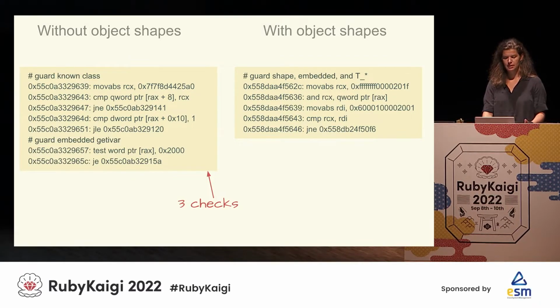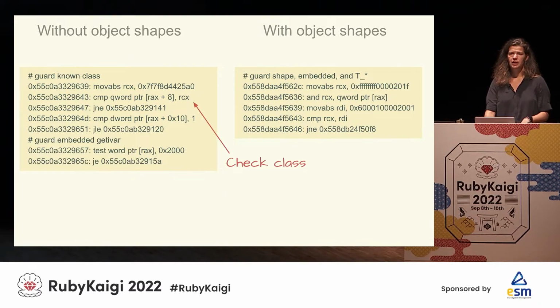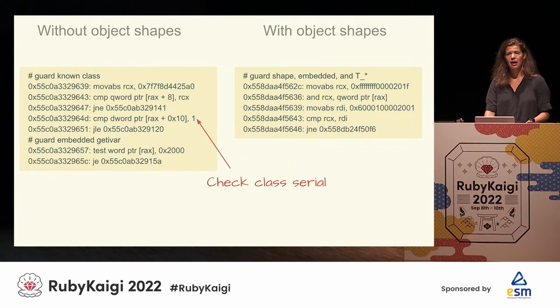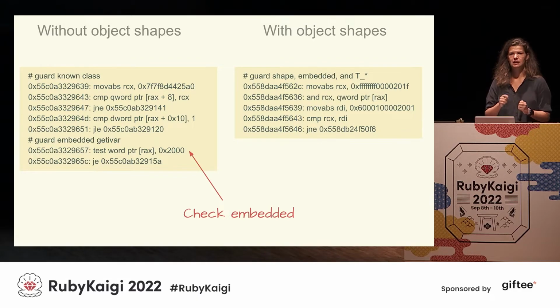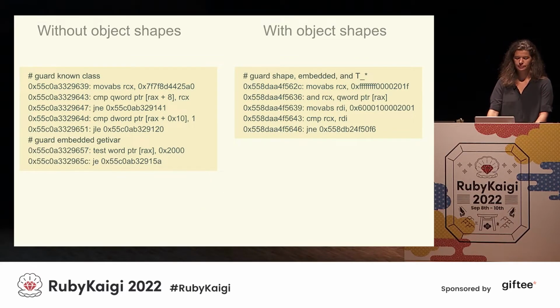Each check is expensive. So first, we need to check the class. Then we need to check the class serial, which is saying, in case the class was garbage collected, we're really making sure this is the right one. And last, we want to check the embedded status. This is what we just discussed. So if an object is embedded versus extended, its instance variables are going to be in different locations. So it's important for the JIT to know that and guard against it.